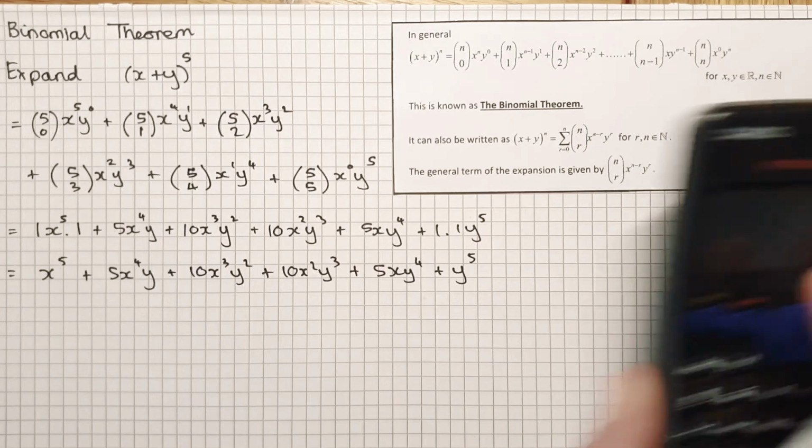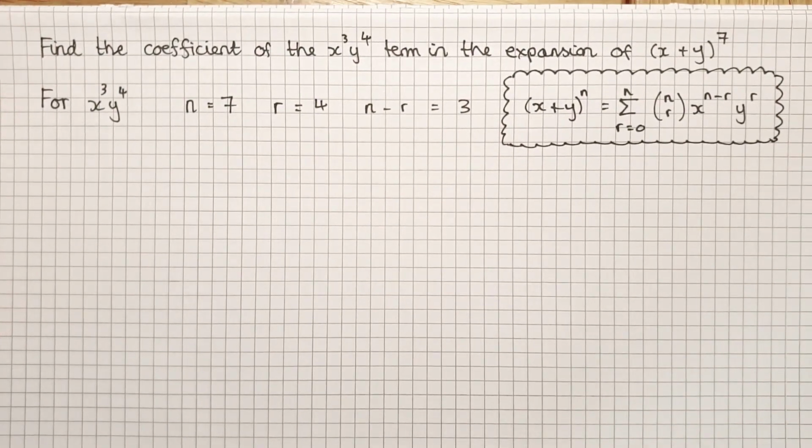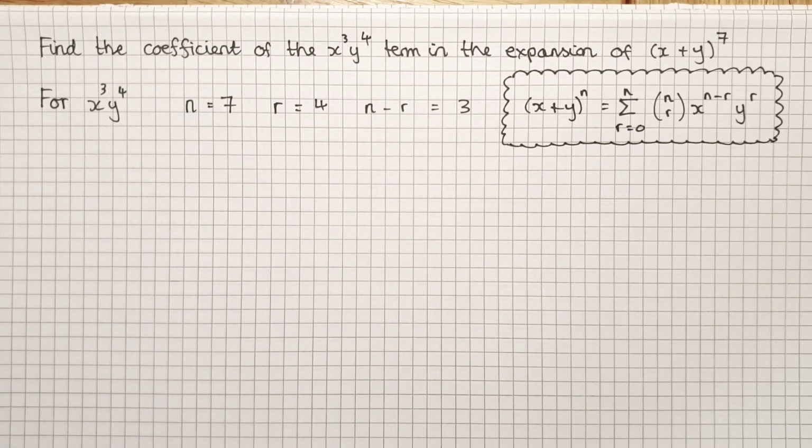So if we look at this question here, that's in your notes, but I'll just go through this one anyway so it can help you understand your notes. Find the coefficient of the term x cubed y to the power of 4 in the expansion of (x + y) to the 7. You could go through the whole expansion and find out which term is x cubed y to the power of 4 and what number is going to be in front of that.